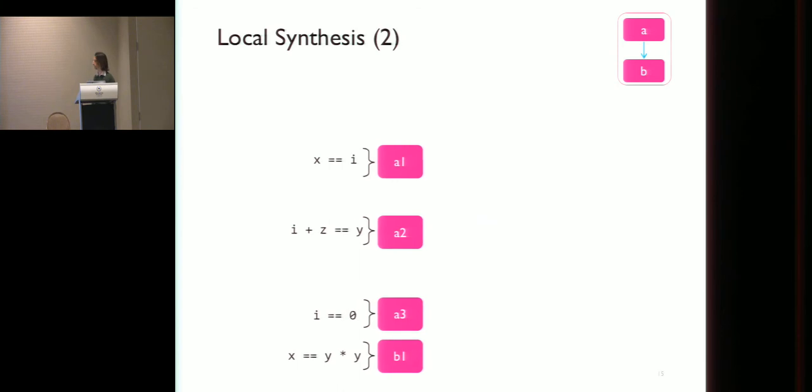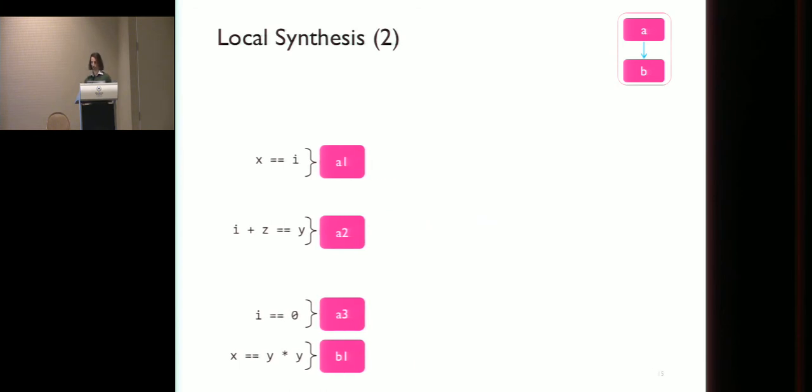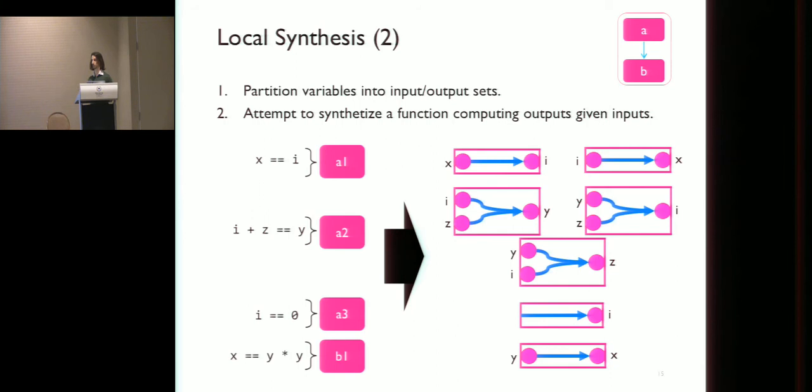Once we have the decomposed blocks, we're going to apply a local synthesis procedure to create functions. That could be your favorite synthesis tool. That means we actually have to choose which variables are going to be input and output. I have no way to know which ones I need beforehand, so I'm going to consider all possible partitions of variables into input-output sets. For instance, for the block A1, we can generate two functions, one assigning x from I and the other assigning I from x.